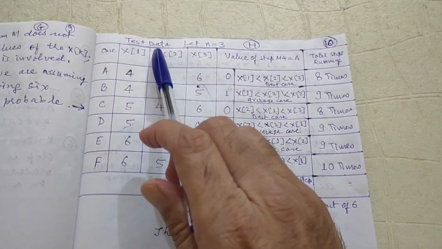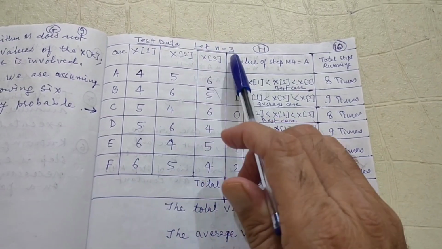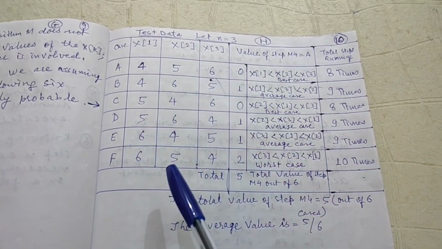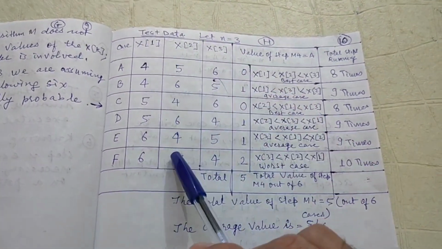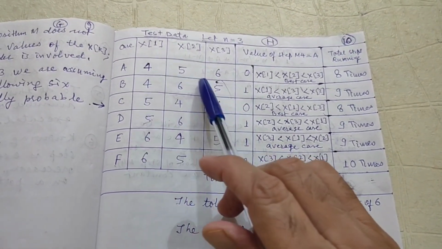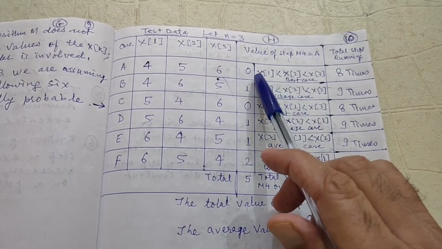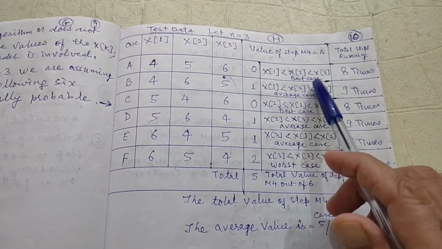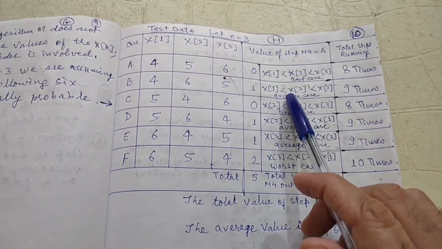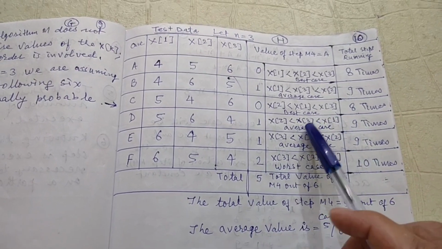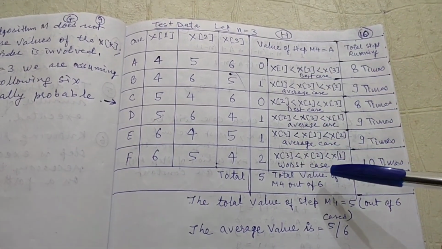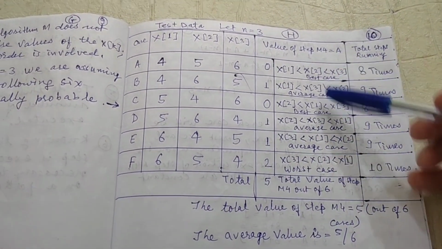So this is the test data. N is equal to 3. I have already discussed this test data. The sequences I have written here: x1, x2, x3, the best case. This is the average case. This is the best case. This is the average case. So I have just narrated this.